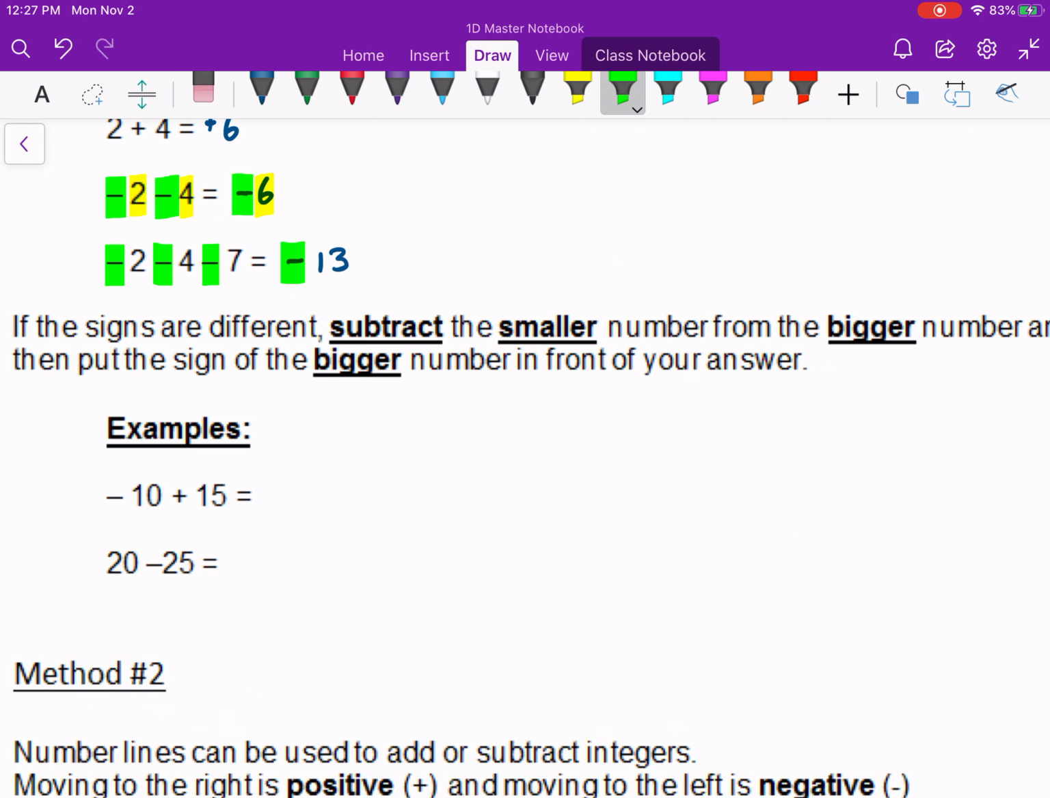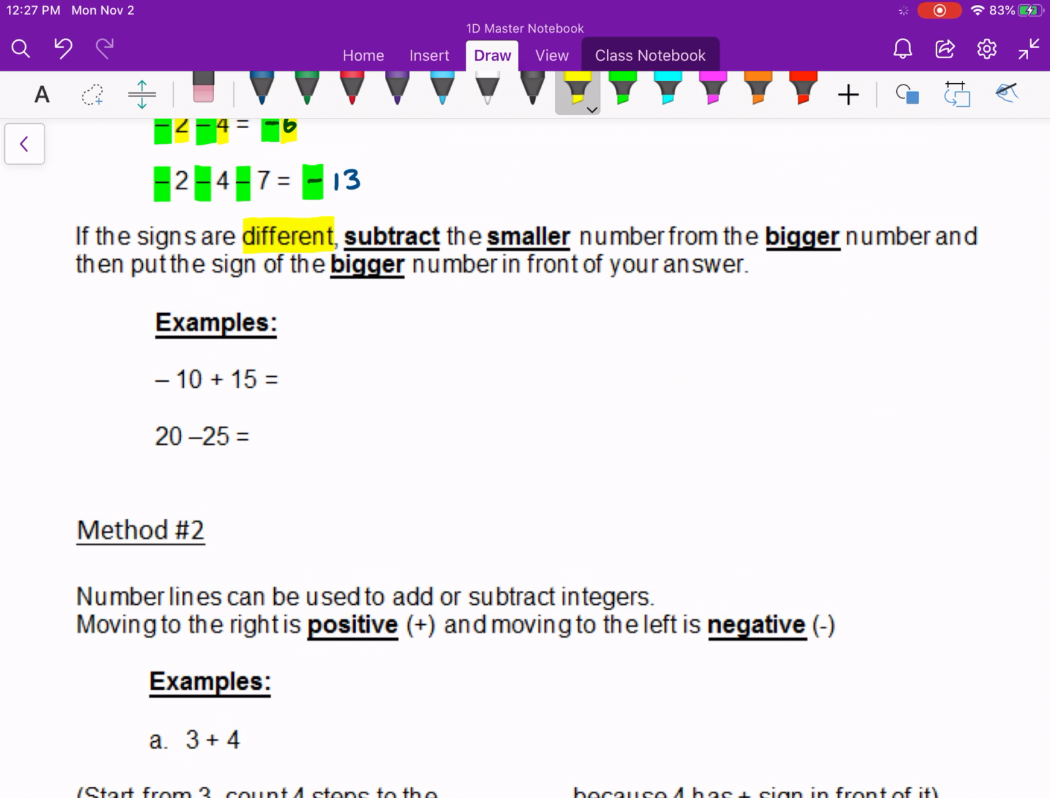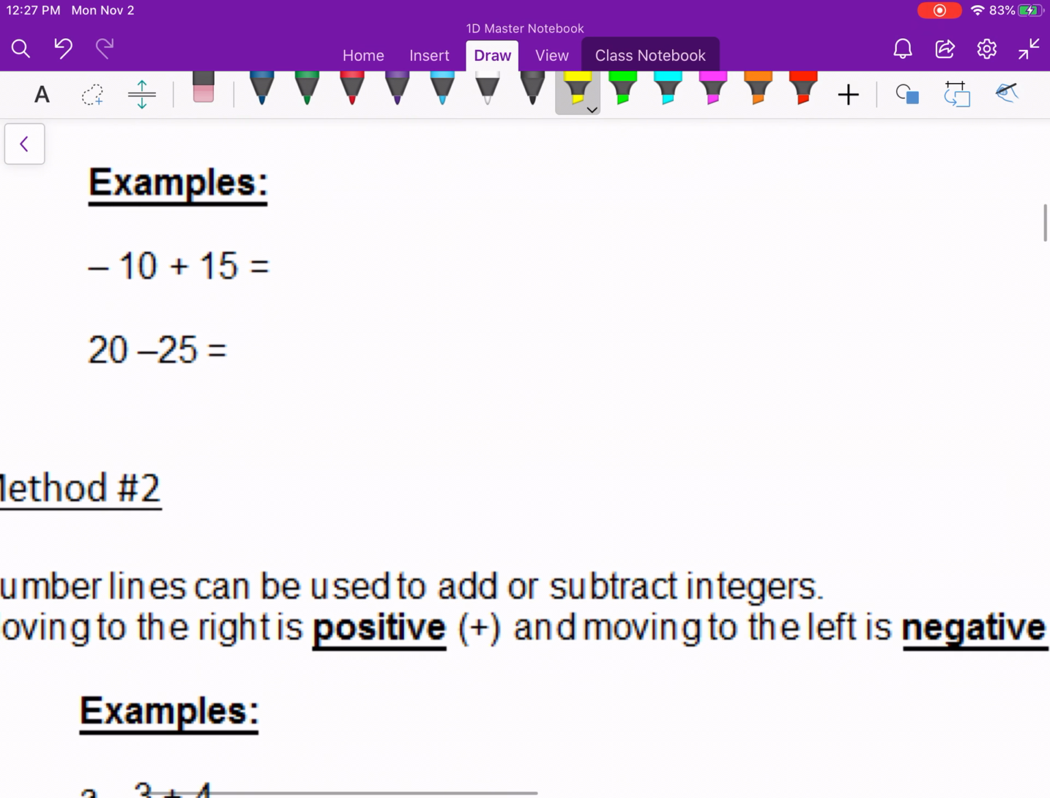If the signs are different, then one thing we could do is subtract the smaller number from the bigger, whichever one it is. It doesn't matter which is negative and which is positive, we just take the smaller away from the bigger and then keep the sign from the bigger one. So I see I've got two different signs here. I've got a 10 and a 15 as my numbers, negative 10, positive 15. Let's subtract the 10 from the 15, and we should recognize that that's 5. And then look at the signs. The bigger one was the 15, so that would be a plus 5.